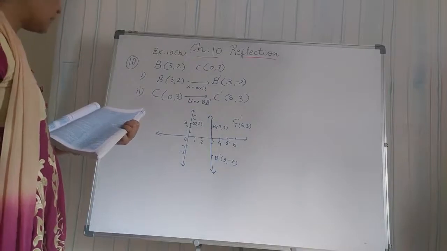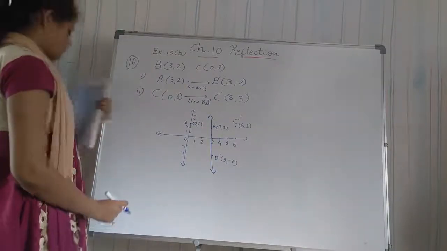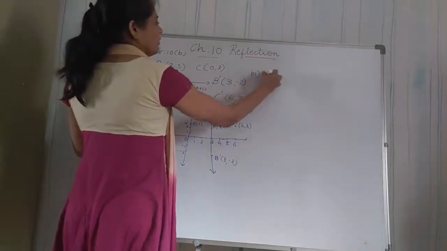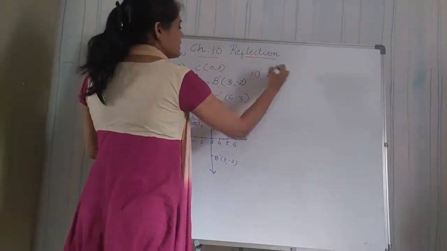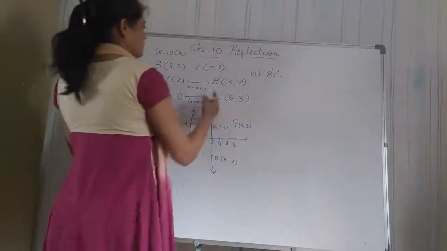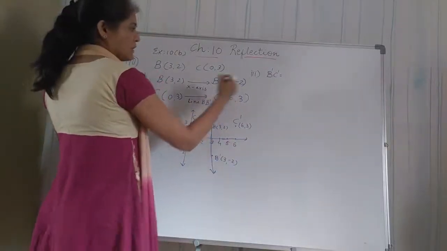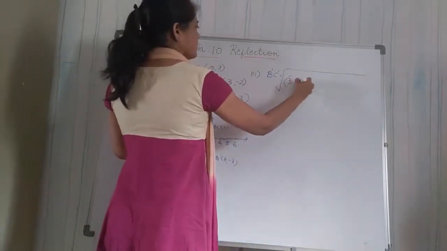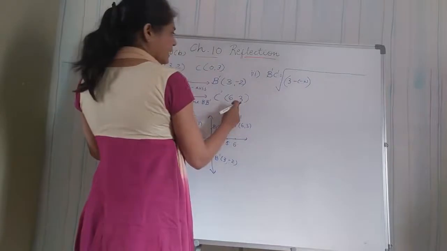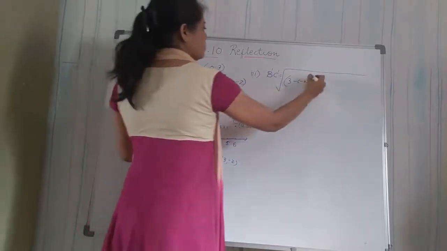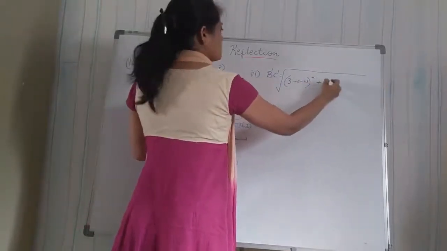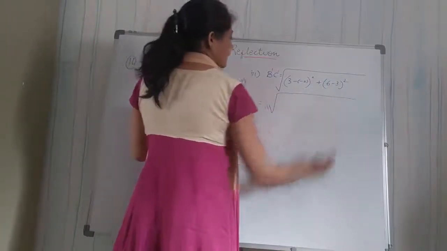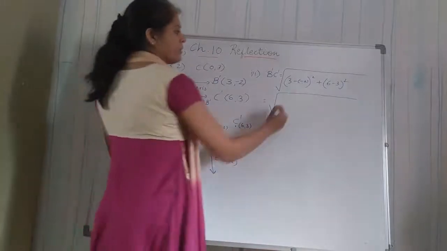Third is to calculate the length of B dash C dash. We want to find the length of B dash C dash using the distance formula. So now we have to just take these two coordinates. For that students take x2 minus x1, which means I take 3 minus 2 whole square plus 6 minus 3 whole square. This is our distance formula which I have already explained to you in coordinate geometry.